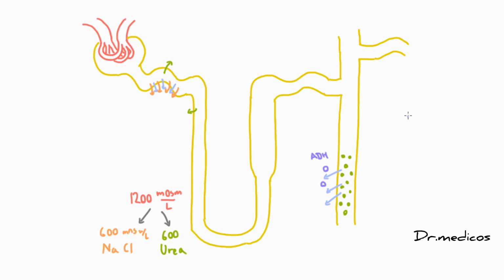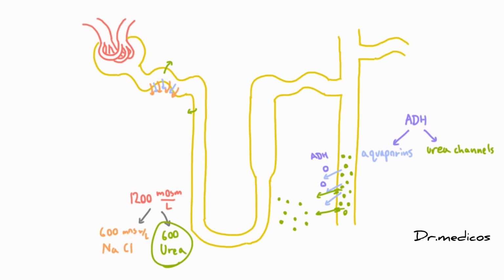Now the solution to this that the kidney has is that ADH not only causes you to put aquaporins into the collecting duct so that you can reabsorb water, but it actually also causes you to put urea channels into the collecting duct. And so we get some urea channels here, and what do those do? Well, those allow urea to diffuse out into the medulla as well. And that urea actually accumulates out here to a pretty significant degree, and it can actually reach these high concentrations that we mentioned of 600.